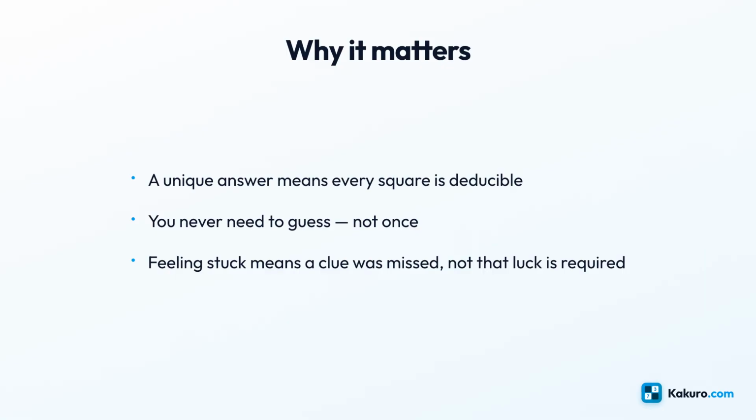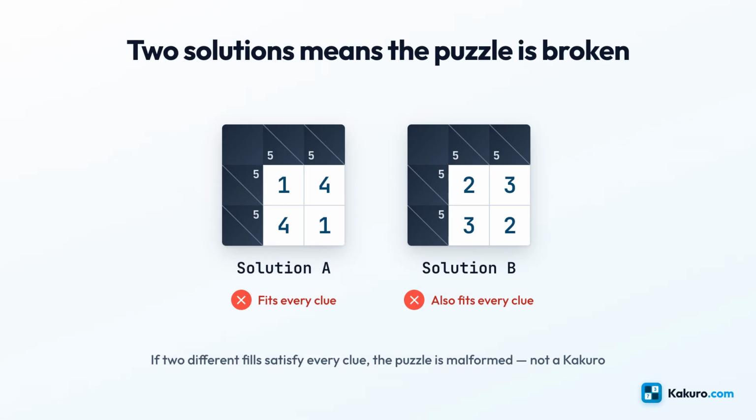Because the answer is unique, every single square can be worked out by pure logic. You should never have to guess, and if you ever feel forced to guess, you have simply missed a deduction. And the reverse is just as important. If a grid can be filled in two different ways, and both satisfy every clue, then it is not a valid Kakuro puzzle at all. It is a broken one.